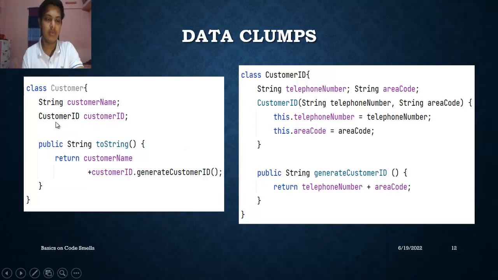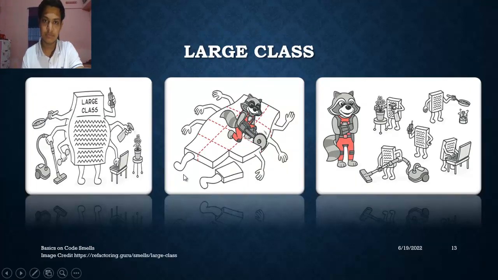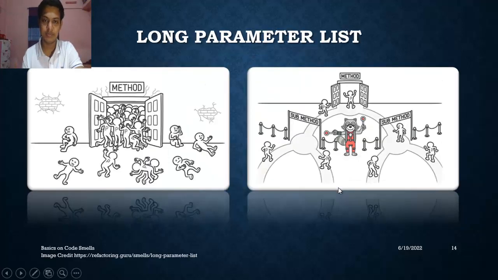Here we can see that we can make a class called customer ID, which will take the responsibility of generating a customer ID, and then in the customer we will use the customer ID class and the variable and the method called generate customer ID. We can have large class, as we saw before, we can break down the long method into small pieces. Similarly, we can break down the large class into small pieces.